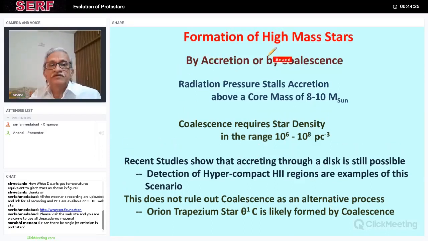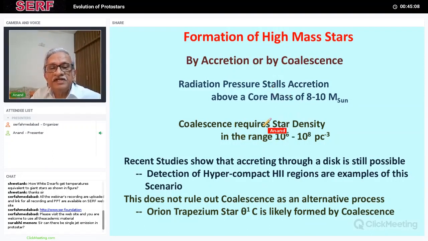Now, this question we have already understood, but let me repeat it. Is the formation of high mass stars by accretion or coalescence? For the accretion process, above 8 to 10 solar masses, the condition should be that the gravitational energy should be more than the radiation pressure energy. But that requires a high rate of accretion onto the star to overcome the radiation pressure.